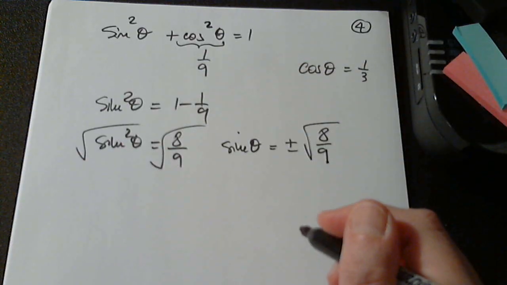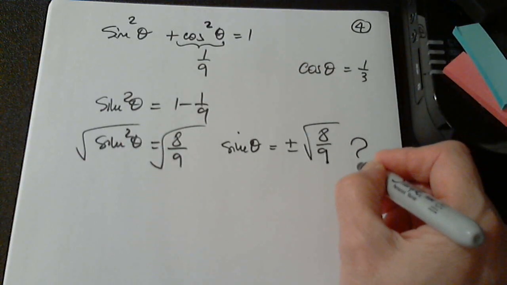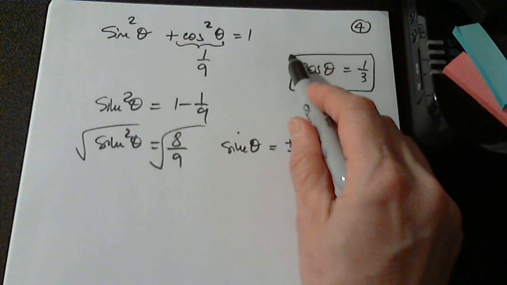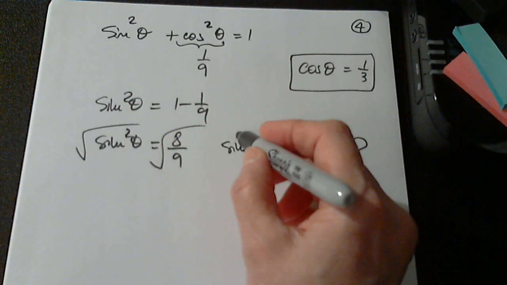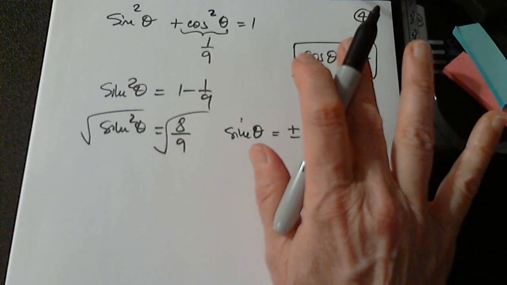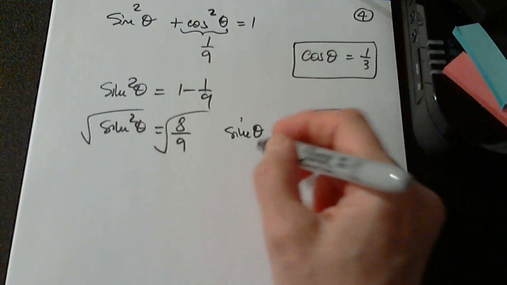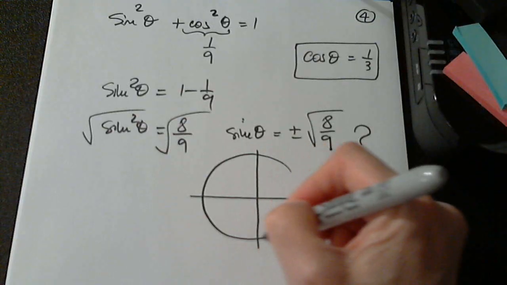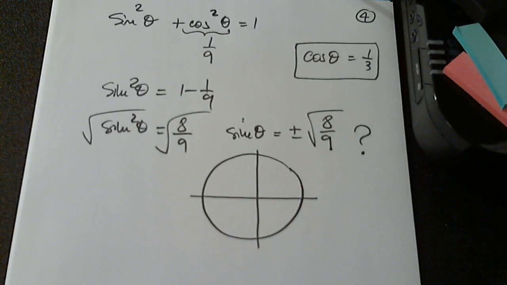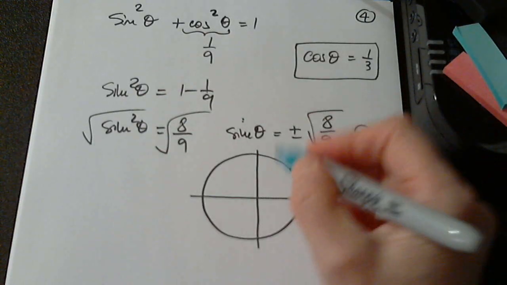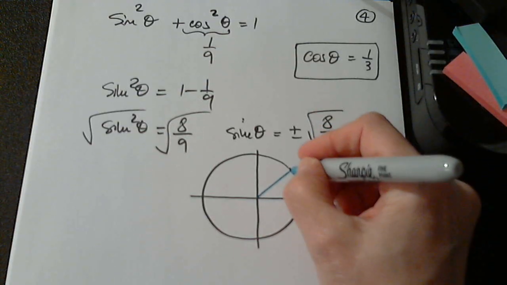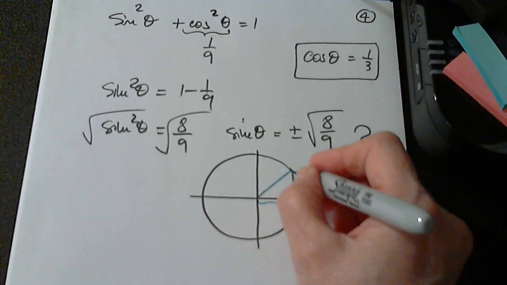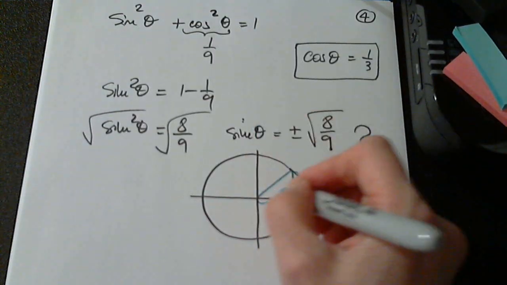And the question is here, which one do I choose? Because I am given cosine equals 1/3. So there is a minor situation that we have to discuss and we haven't discussed yet. If we go back to the unit circle and we picture the triangle with the central angle, the one that we discussed last time, where this is x and this is y, and this is our theta.